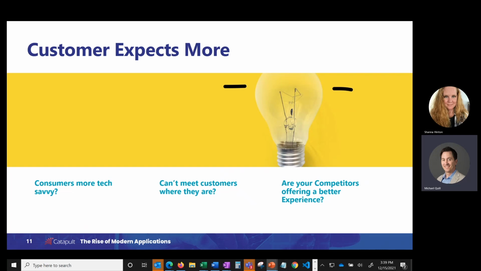And once again, the expectation that customers have developed from their consumer-facing technology use, right? That everything is easy and fast and follows the latest design patterns. They expect that in their business interactions as well. And so there really is a competition landscape around customer experience that we need to be aware of.